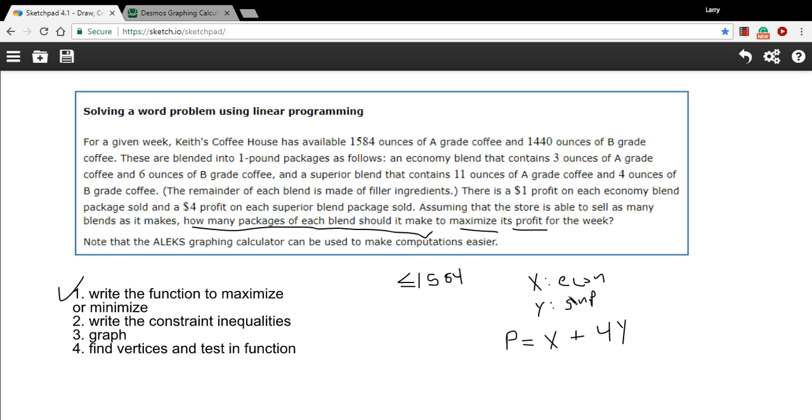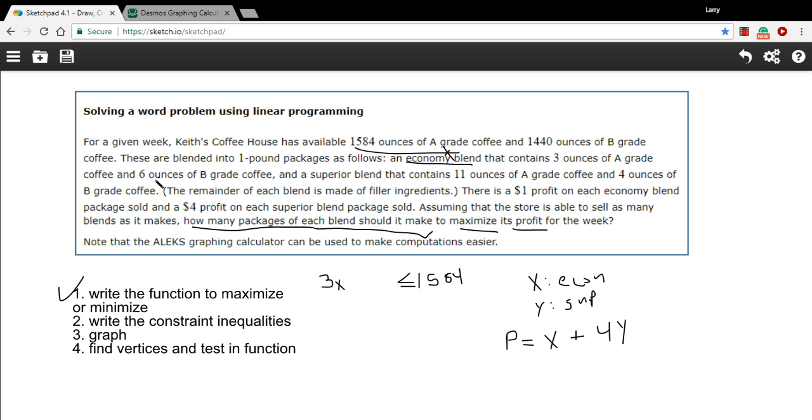Well, what we want to do is look at these mixtures. It says the economy blend, so remember this is x, uses 3 ounces of grade A. And this 1,584, that's the grade A we're talking about. So it's 3, we're going to be using up 3 times however many of these economy blends we make. So that's going to be 3x.